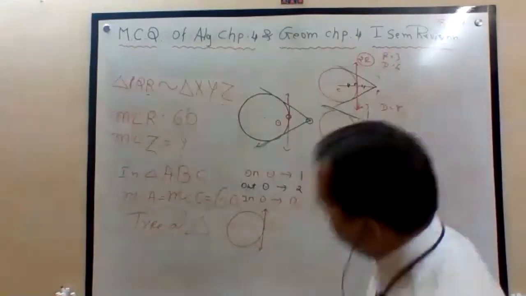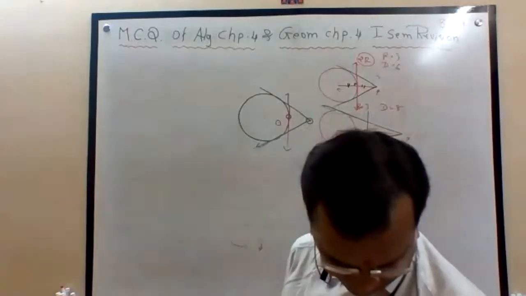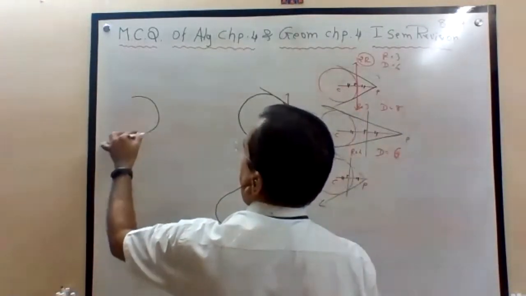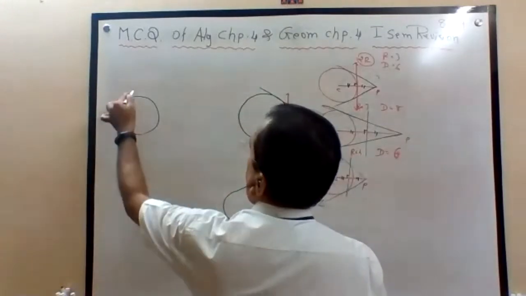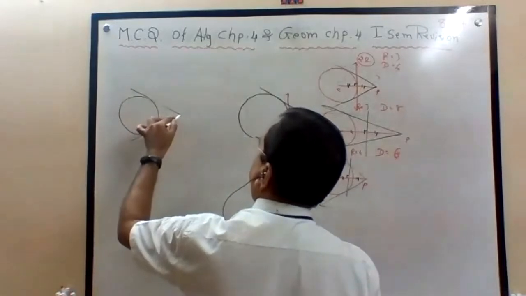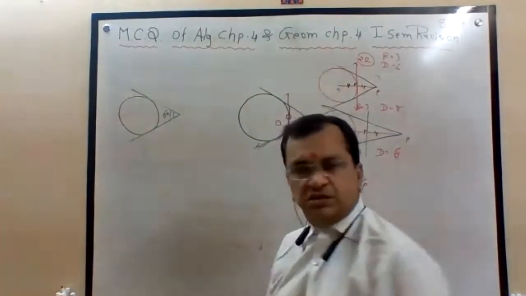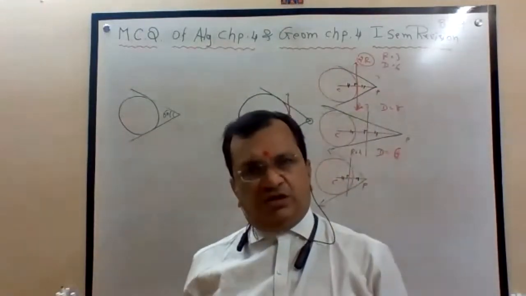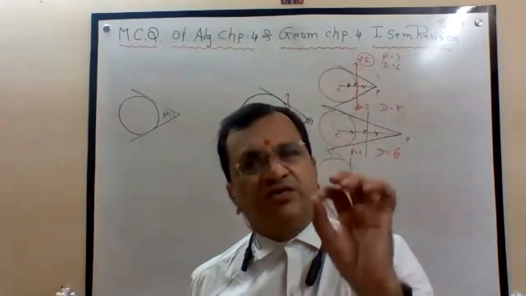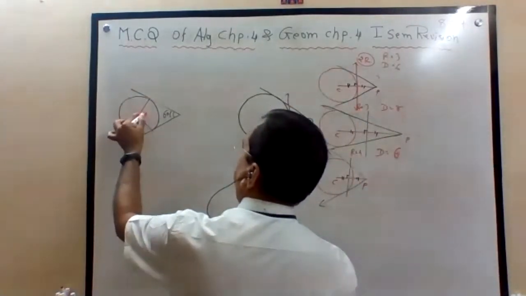If you are drawing two tangents to the circle, you have drawn two tangents from a single point, and this is given 60. Two tangents you have drawn, the angle between the two tangents is 60. The question is, how much will be the central angle? So join this and maybe this. This is the central angle.